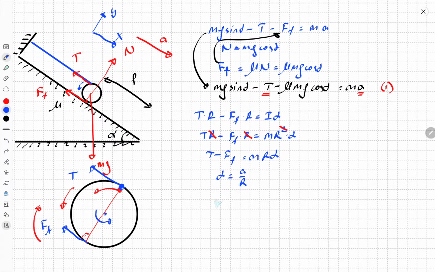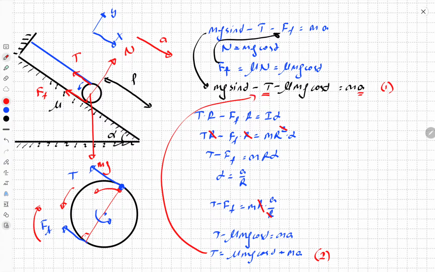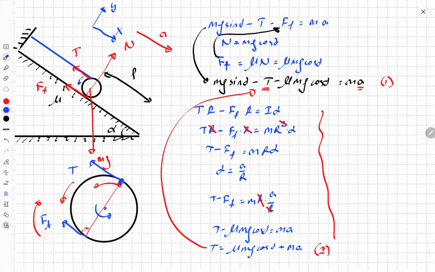So tension minus friction force equal to mr times a over R. Basically we have tension minus mu mg cosine alpha equal to ma. So from here tension equal to mu mg cosine alpha plus ma. This is our second equation, and we can substitute it into the first equation. So we can continue.